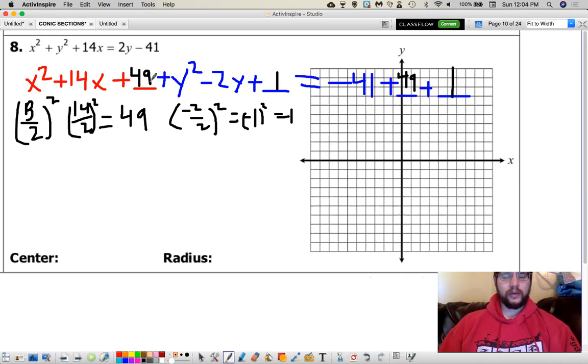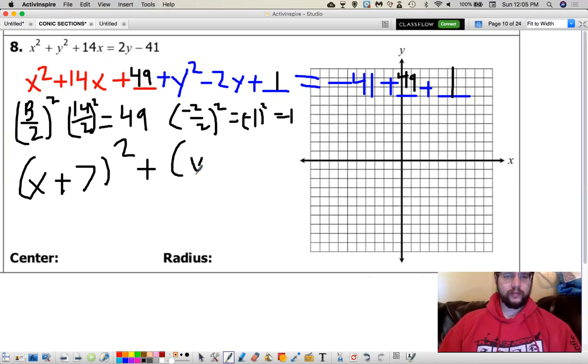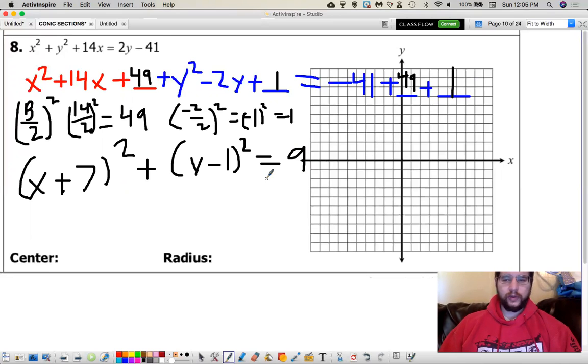Now these are perfect square trinomials. We factored those a couple weeks ago. So all you need to do is cut your middle term in half, keep the sign. That's going to be positive 7 squared. That's going to be negative 1 squared. If we add all that together, we get 9. Negative 41 and 49 makes 8 plus 1 is 9. There's your equation, done. Shortcut.